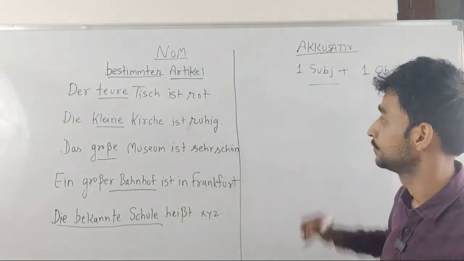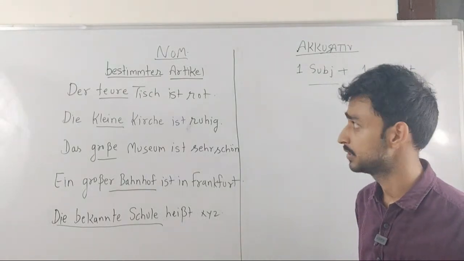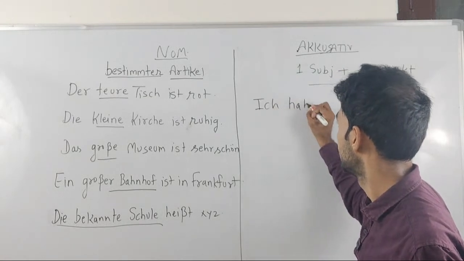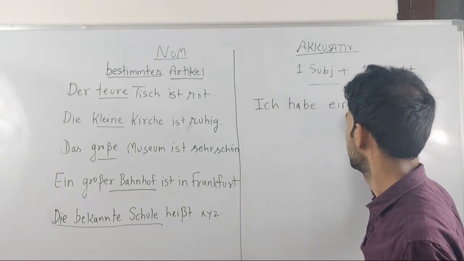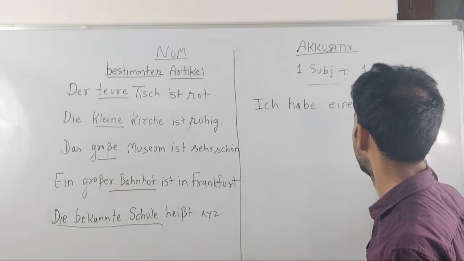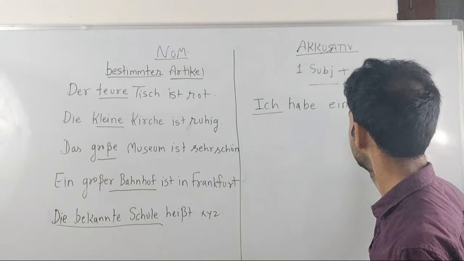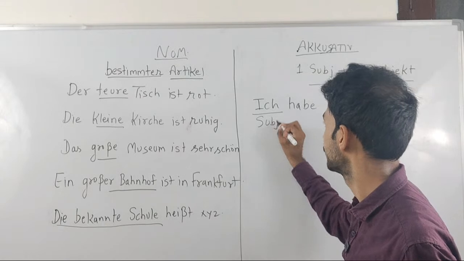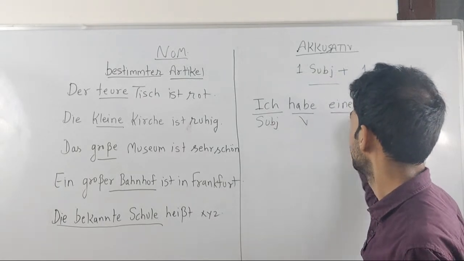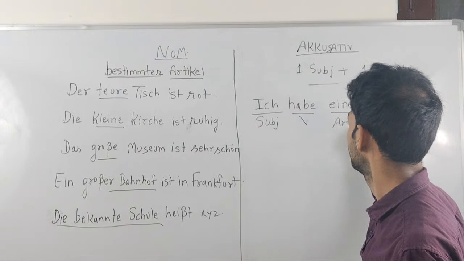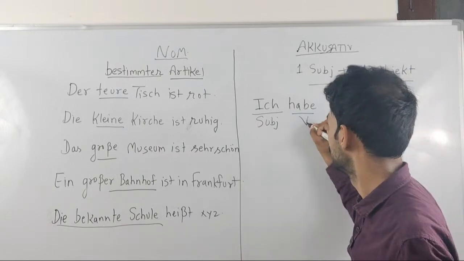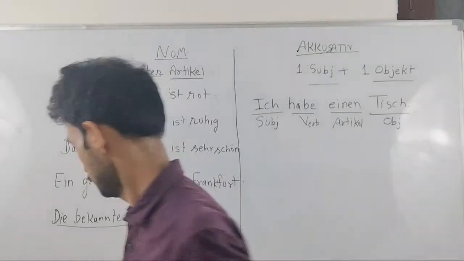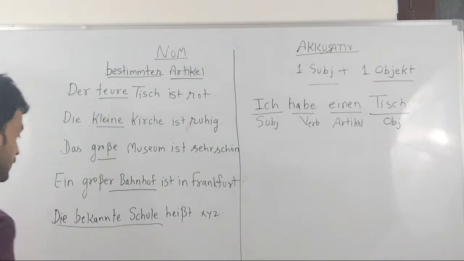Now the sentence: I have a table. Simple. I have a table. Ich habe einen Tisch. In this sentence there is one subject and one object. I is the subject, table is the object. Habe is the verb, einen is the article. So this kind of labeling you can also do. Okay, this is very, very important to label. You should label what you are writing for your understanding.